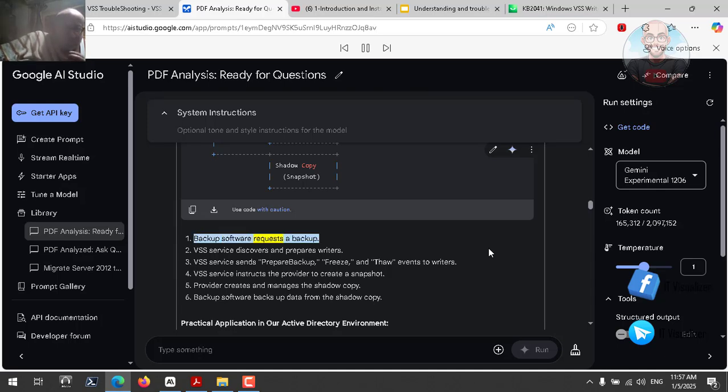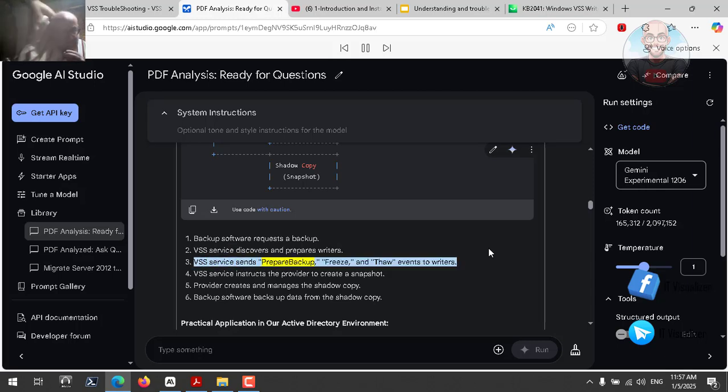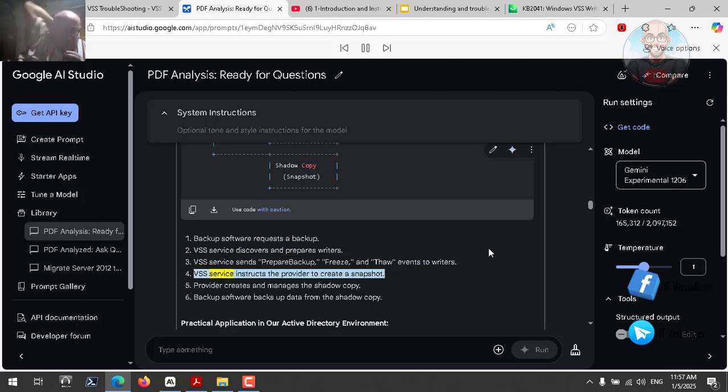Backup software requests a backup. VSS service discovers and prepares writers. VSS service sends prepare backup, freeze, and thaw events to writers. VSS service instructs the provider to create a snapshot.